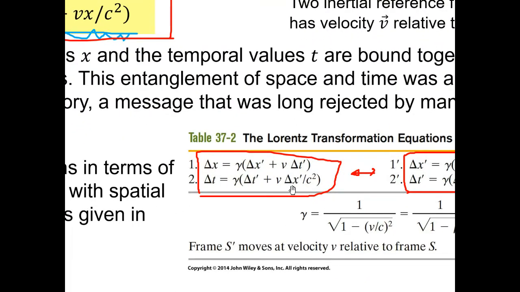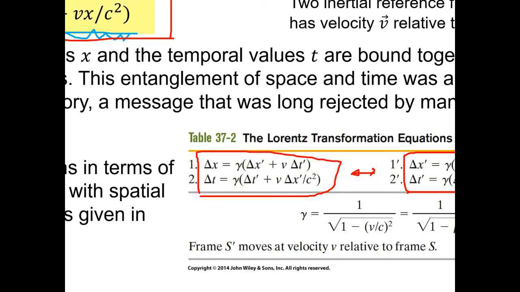So if we pick this one and we let delta x prime equal to 0, then it will reduce to delta t equals gamma delta t prime. And in this case, delta t is the delta t in the time dilation, and delta t prime is the proper time, delta t zero, so that you can have delta t equals gamma delta t zero.